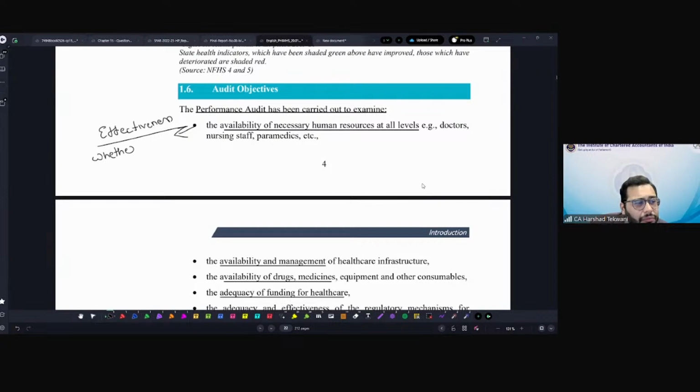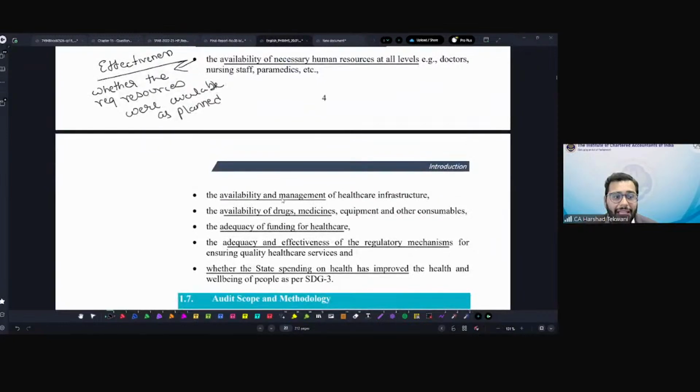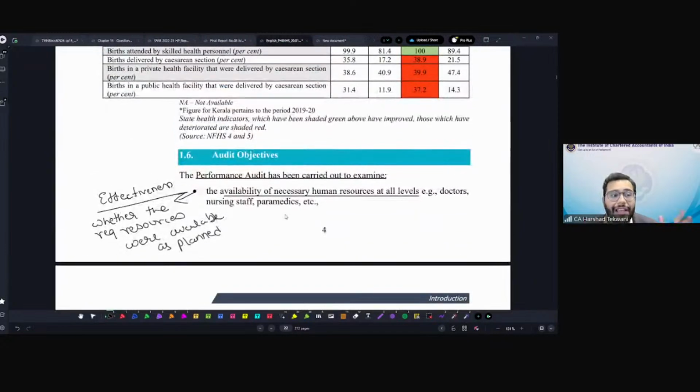Whether the required resources were available as planned. So these resources were planned to be available for the public. Whether they are available, whether the availability and management of healthcare infrastructure is being done, whether the medicines are available. So the effectiveness of the program, how effective this health program is.